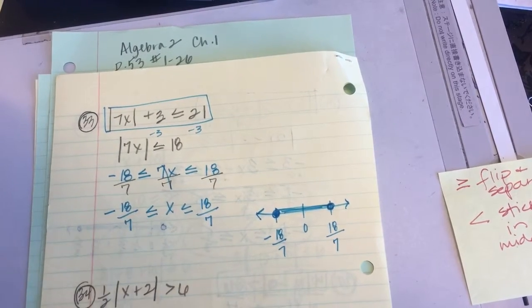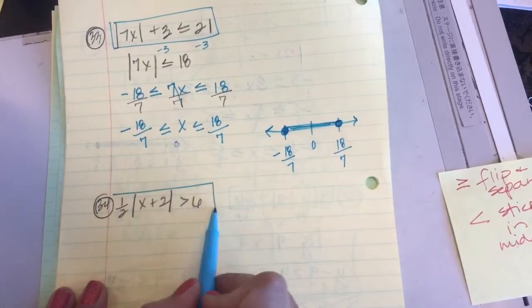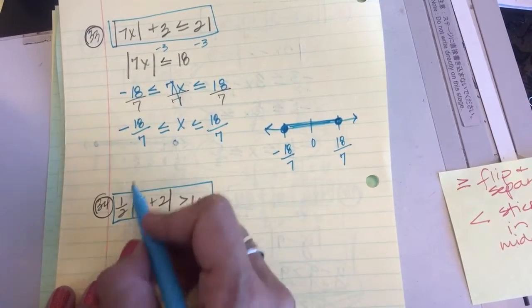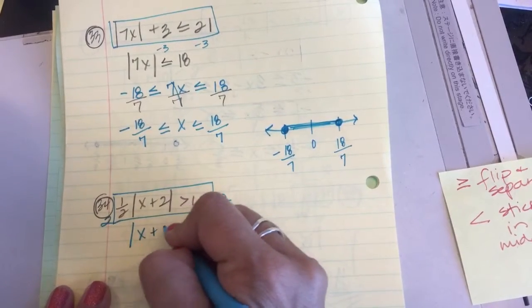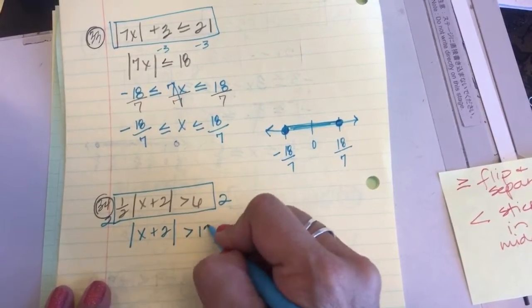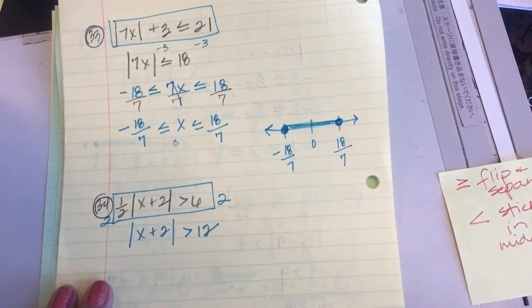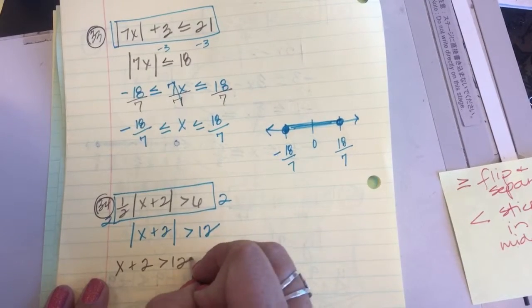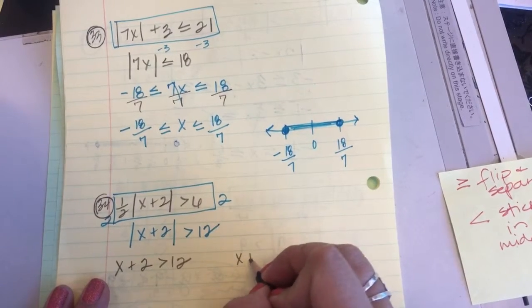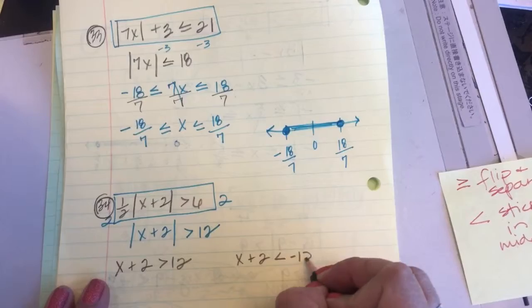Number 34, first thing that I need to do is get rid of this half. I can get rid of the half by multiplying both sides of this inequality by 2. So x plus 2 is greater than 12. Now, it's a greater than situation, so my equations are going to be x plus 2 is greater than 12. And I'm also going to be dealing with x plus 2 is less than negative 12.